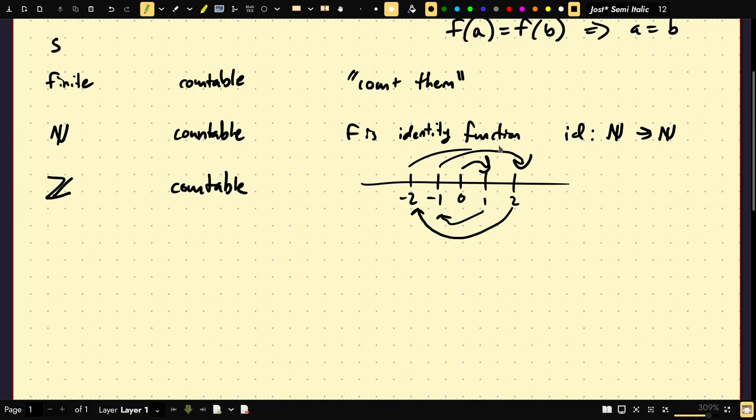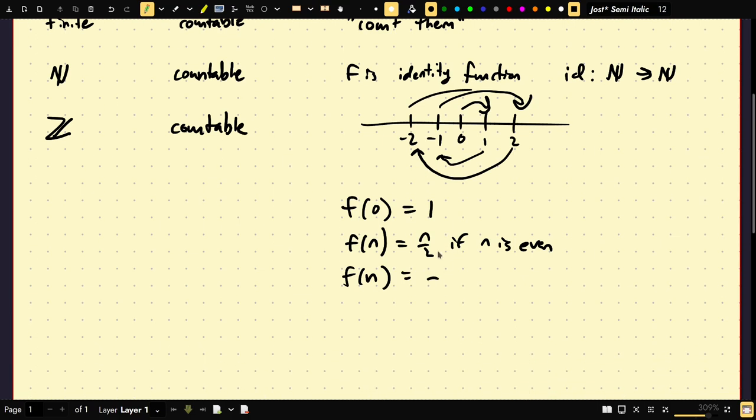I could formalize this as a function. Let f be the function where f of 0 is 1, then f of 1, and so on. In general, f of n is equal to n over 2 if n is even. And if n is odd, we want the negative, and not n over 2, so I think this is going to be negative (n minus 1) over 2. So this is a one-to-one function of the integers onto the naturals. So therefore, the integers are countable.